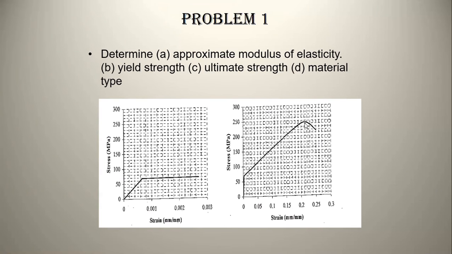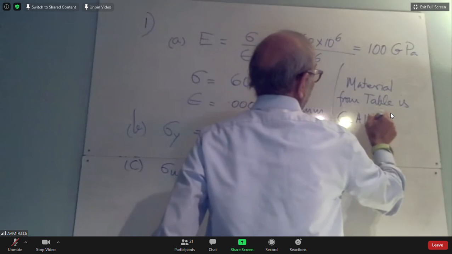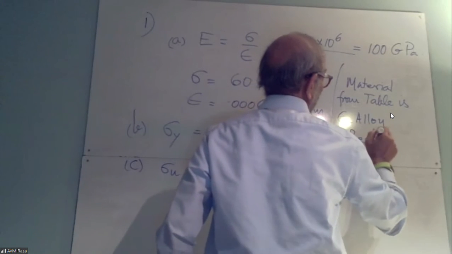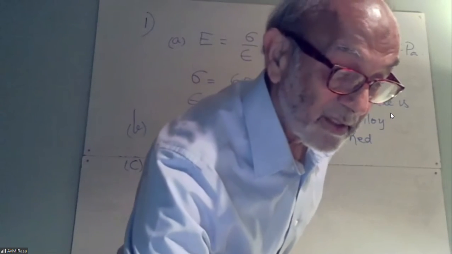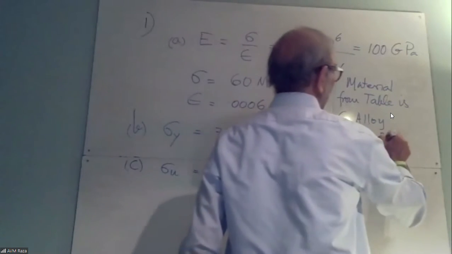So from this table, we can say that the material whose graphs are given in this problem is really the red brass copper alloy. So I will say the material type from the table is copper alloy, red brass. Is it red brass? Yeah, red brass. And the number is also given there.